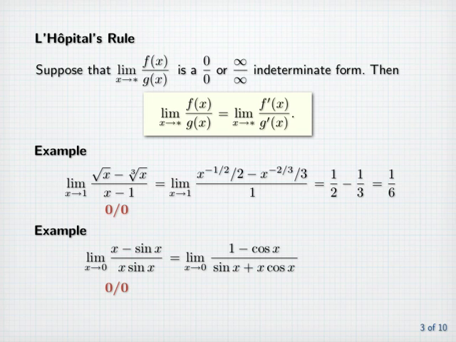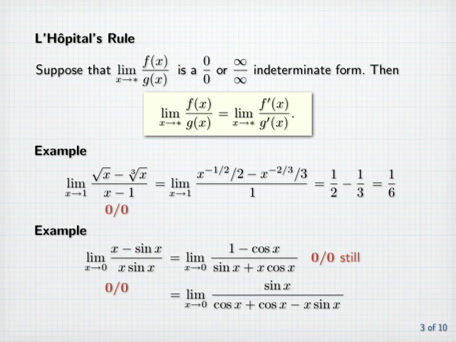And now we notice that we still have a 0 divided by 0 form. So we can apply L'Hopital's rule again to this limit by again differentiating the numerator and denominator. The derivative of the numerator is just sine x. The derivative of the denominator is going to be cosine x plus 1 times cosine x plus x times the derivative of cosine x, or minus x sine x. Now we have a numerator that approaches 0, but a denominator that approaches 2. So this limit is 0 divided by 2, or 0.